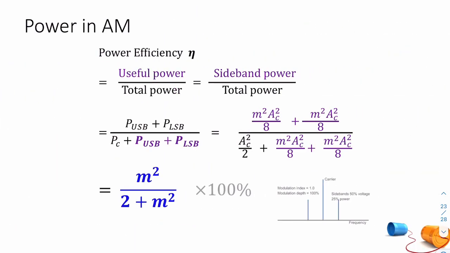So power efficiency is the ratio of the useful power over the total power. The useful power is the sideband power, and it's the total sideband power, just to be clear. So it's both the upper and the lower sideband. So it's 1/8 of M squared AC squared twice. So it's like 1/4 of M squared AC squared. And you divide it by the total power, so that's where you add the carrier component. And you can cancel AC squared and then multiply all by 4, and that'll give you this expression here. So the power efficiency of AM is a function of the modulation index. So if you change the modulation index, the power efficiency will change.